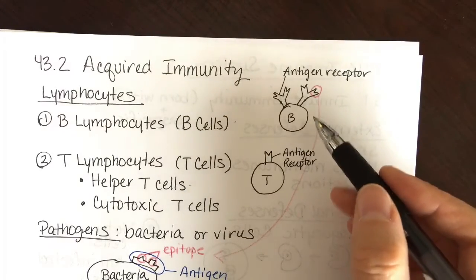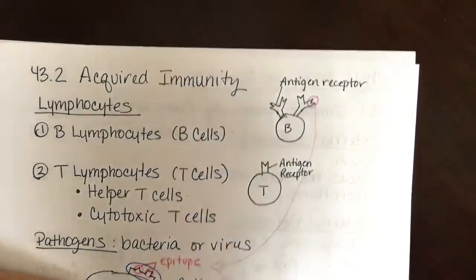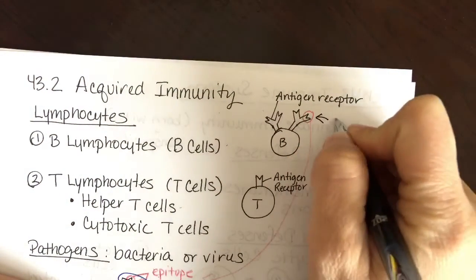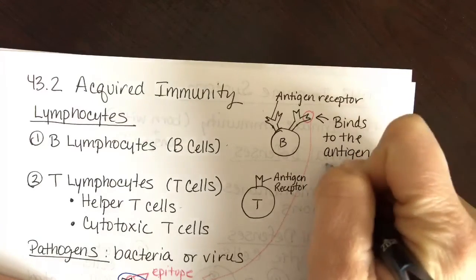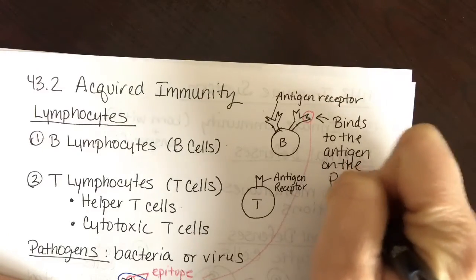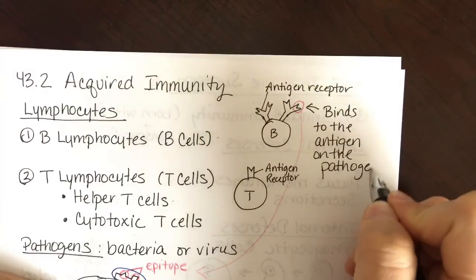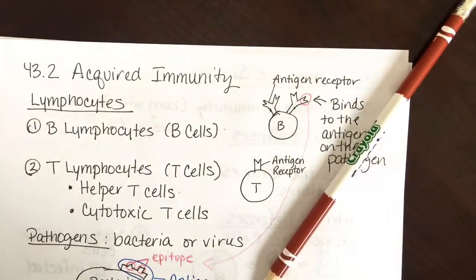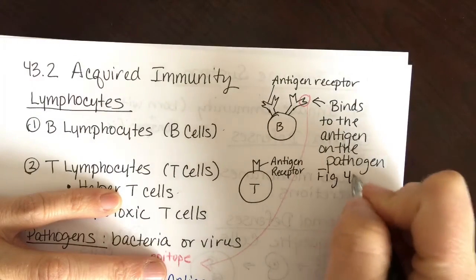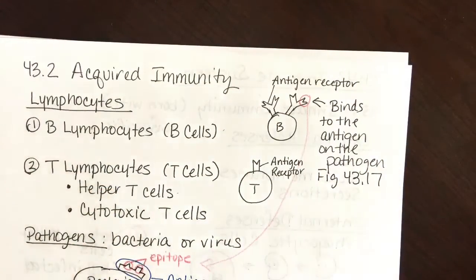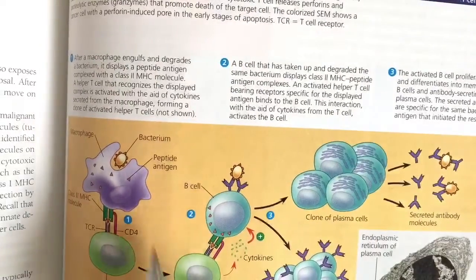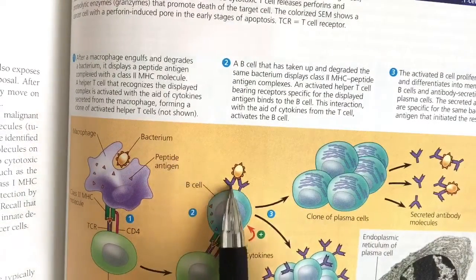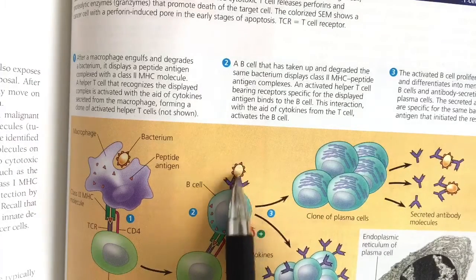So a B cell actually binds to the pathogen. So right here, this actually binds to the antigen on the pathogen. And that is figure 43.17. So if we look here, 43.17 is right here. So the B cell, here's that little figure here, the antigen receptor actually binds to the pathogen itself.